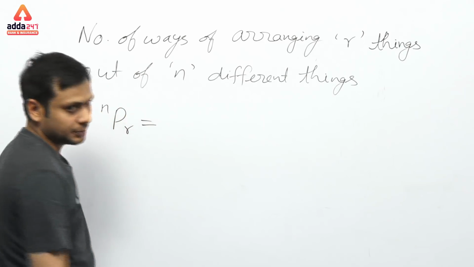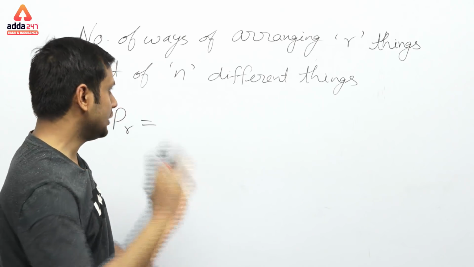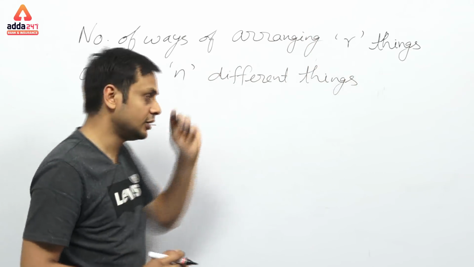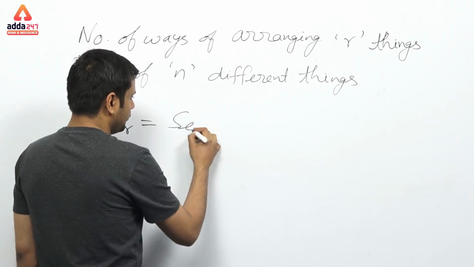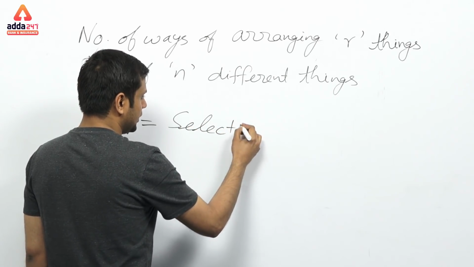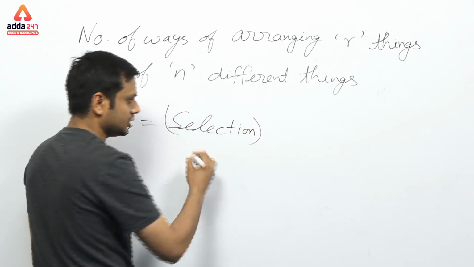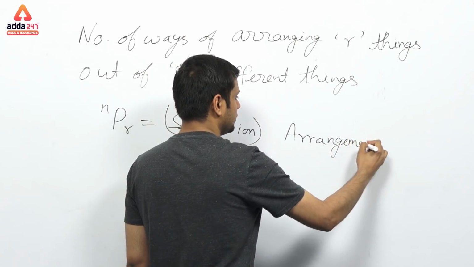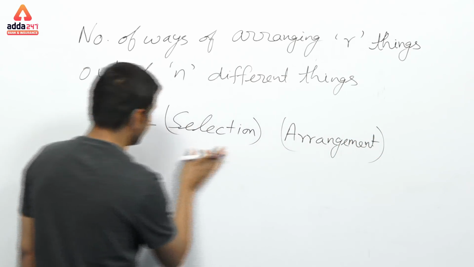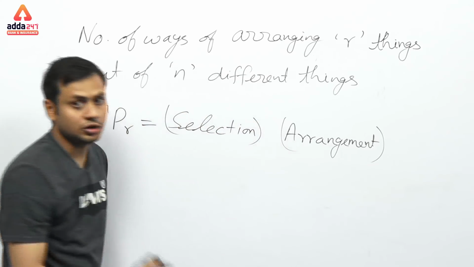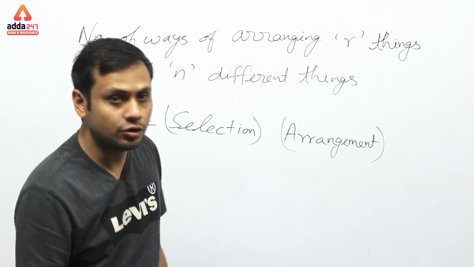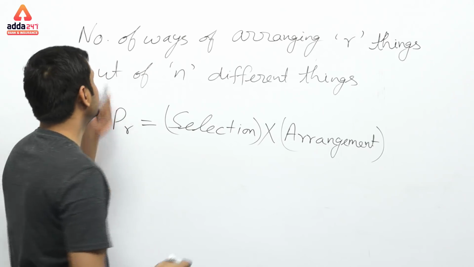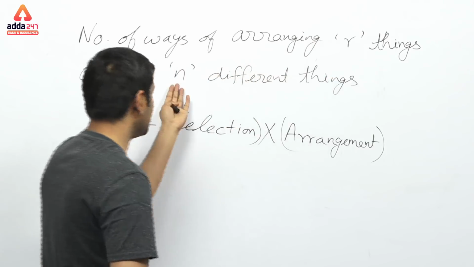It involves two steps. First of all, out of n things you need to select r things. So first you need to do selection, and after that you need to do arrangement. Then you need to arrange these things. Since task 1 is selection and task 2 is arrangement, you need to perform both of these tasks. So we will multiply. NPR is the number of ways of arranging r things out of n different things.